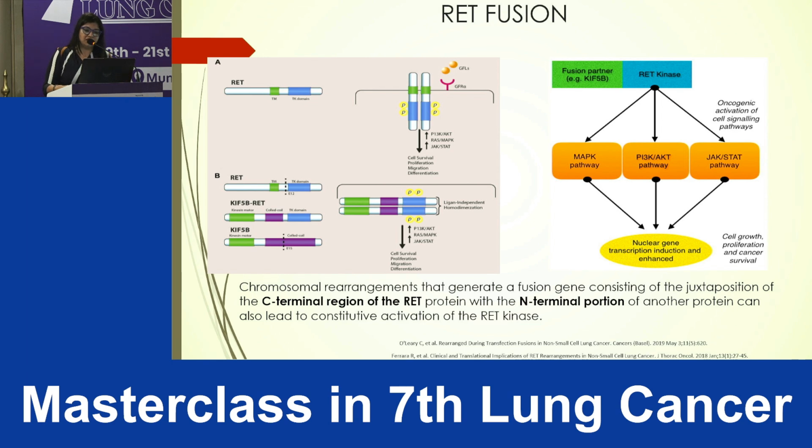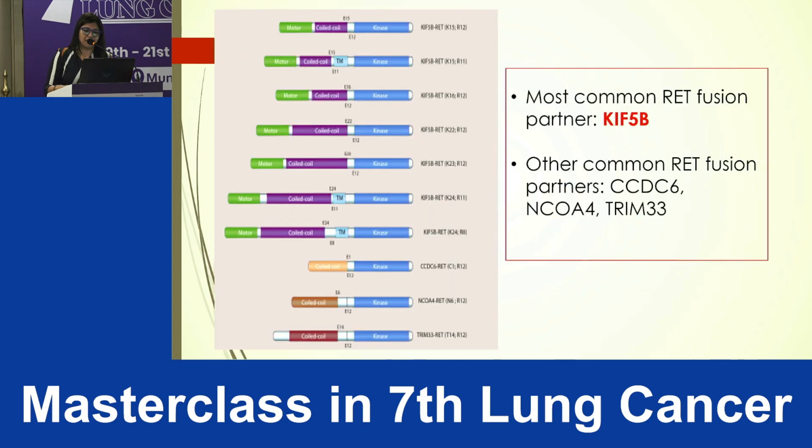So what happens in RET fusion? There is a gene rearrangement which generates a fusion gene consisting of juxtaposition of the C-terminal of the RET protein with the N-terminal of any other protein. This leads to a chimeric protein with downstream signaling pathway activation of the PI3K, JAK-STAT and MAPK pathways. The most common RET fusion partner is the kinesin family member KIF5B, and there are other common partners as well.